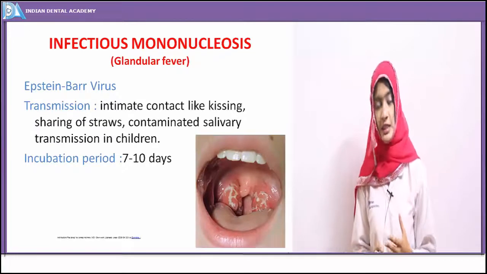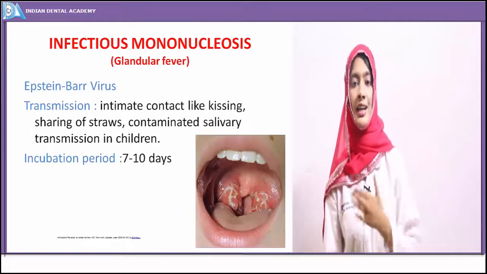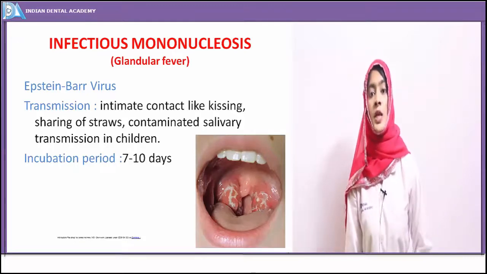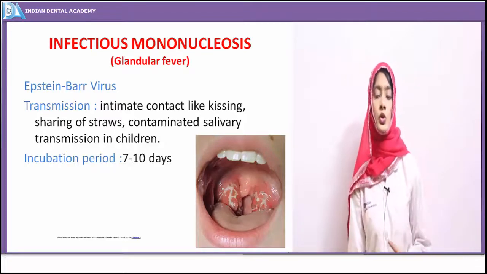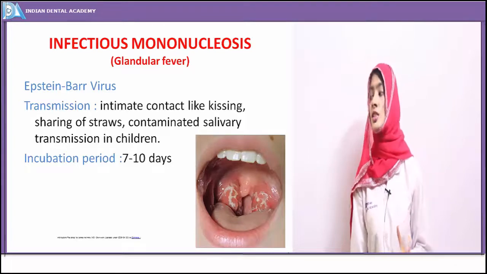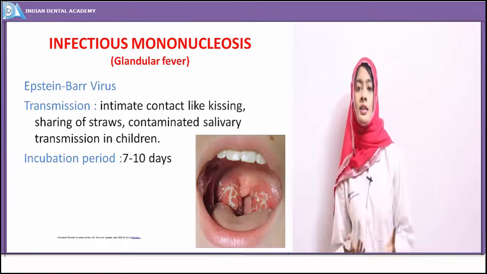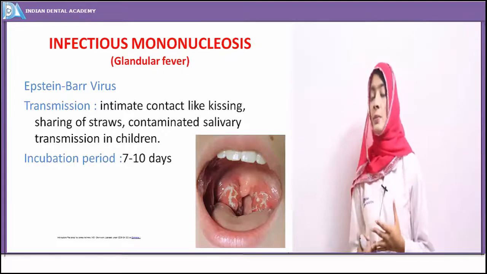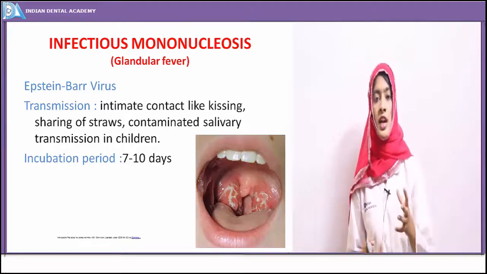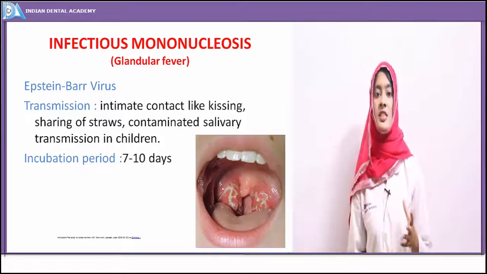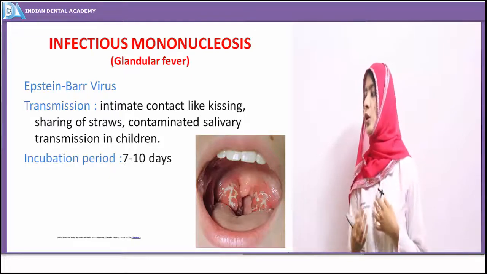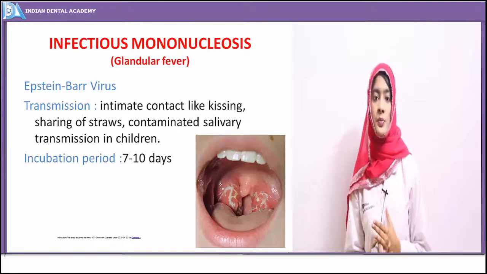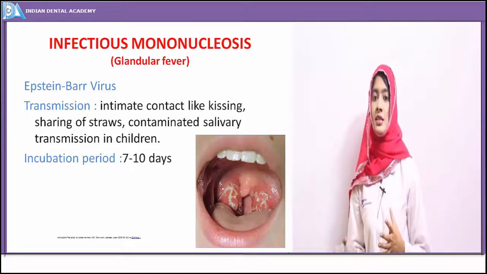Now we'll see the other viral infectious disease which is affecting the oral cavity. That is infectious mononucleosis. It's also known by other names like glandular fever or kissing disease, because the mode of transmission is through salivary spread or droplet spread or through kissing or contaminated salivary transmission. That's why it's also known as kissing disease.